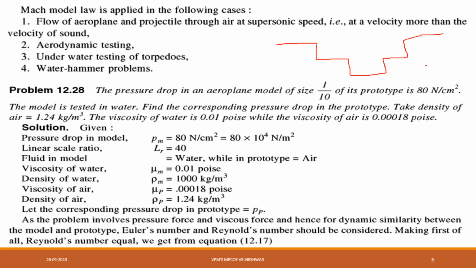Now pressure drop in model Pm is equal to 80 Newton per centimeter square. That is equal to 80 into 10 to the power 4 Newton per meter square. Now linear scale ratio Lr is equal to 40.